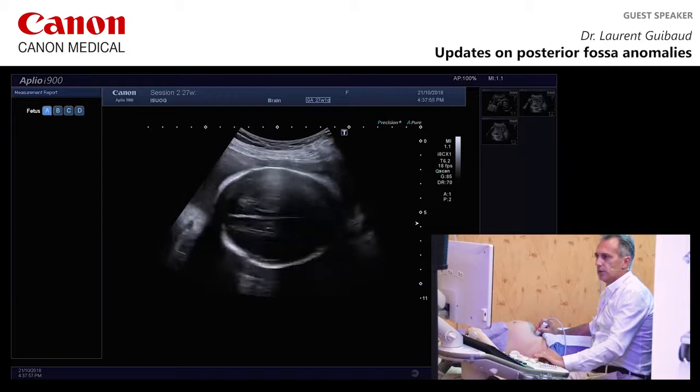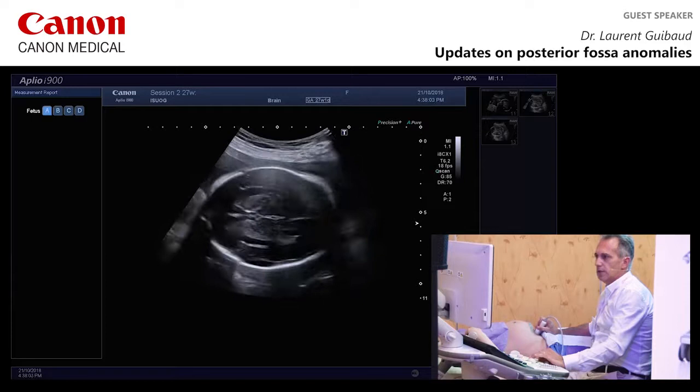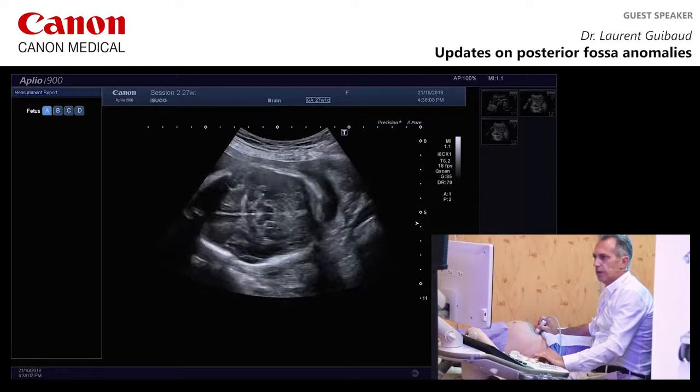So if you have any question on the axial plane, you see here clearly the peduncle.